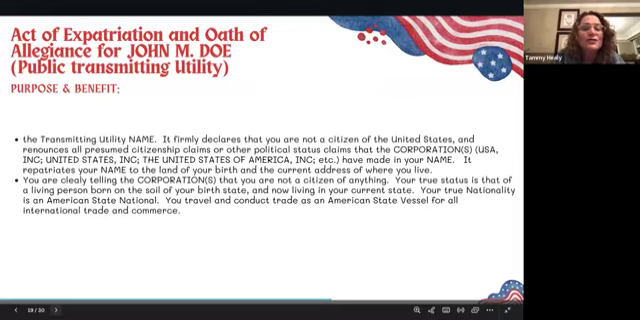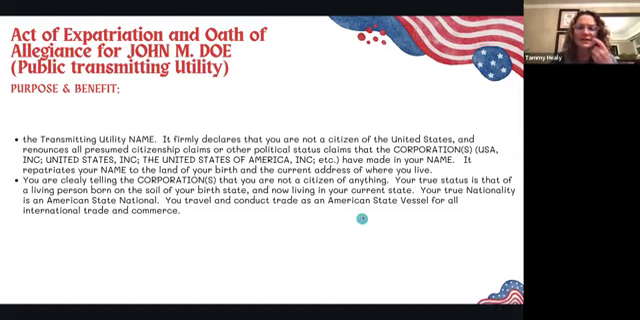It repatriates your name to the land of your birth and the current address of where you live. You are clearly telling the corporations that you are not a citizen of anything. Your true status is that of a living person born on the soil of your birth state and now living in your current state. Oh, I think I already, yeah. So this is the same thing. You travel and conduct trade as an American state vessel for all international trade and commerce.